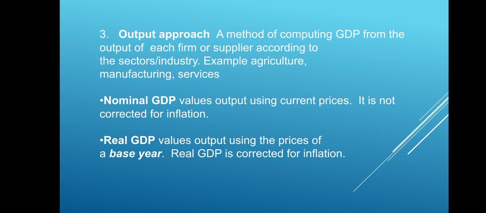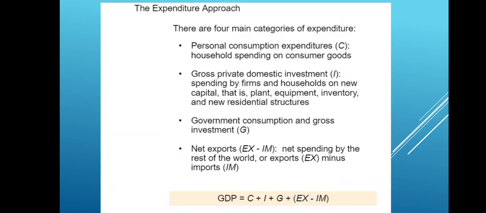Nominal GDP values output using current prices. It's not corrected for inflation. Real GDP values output using the prices of a base year. Real GDP is corrected for inflation.